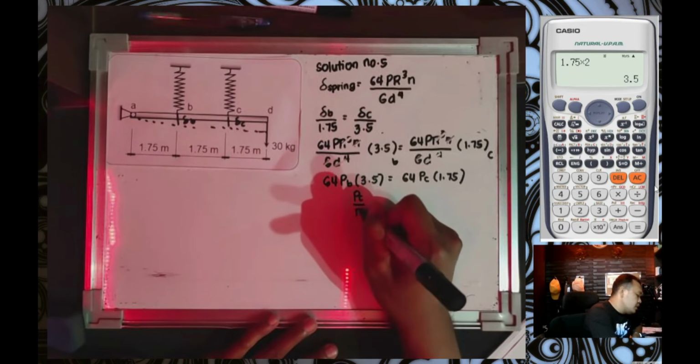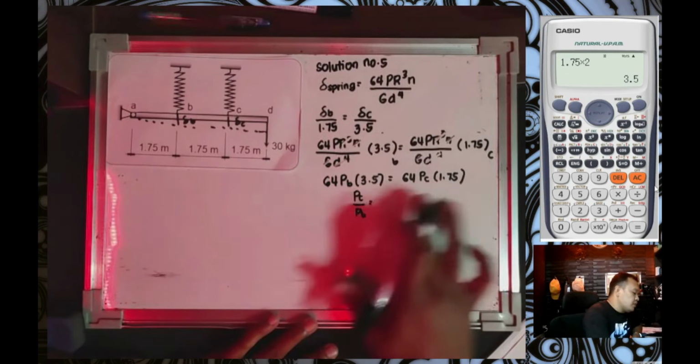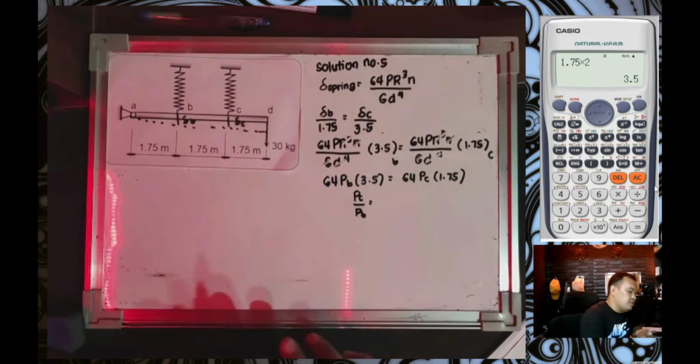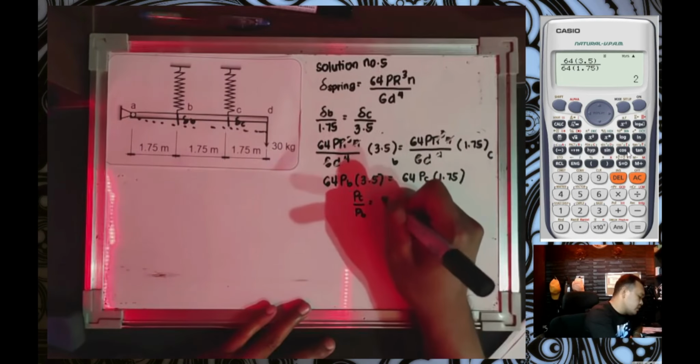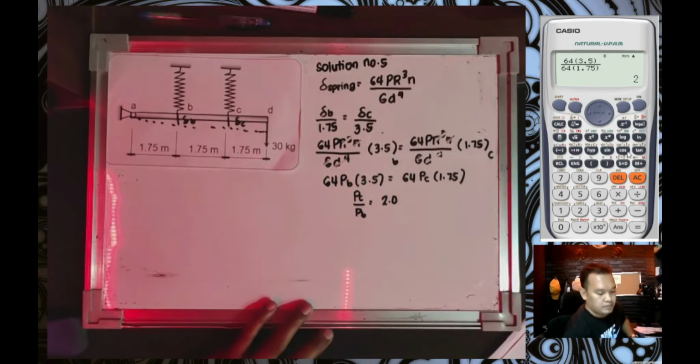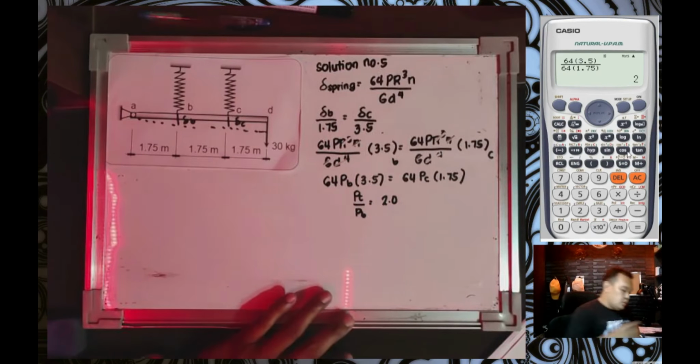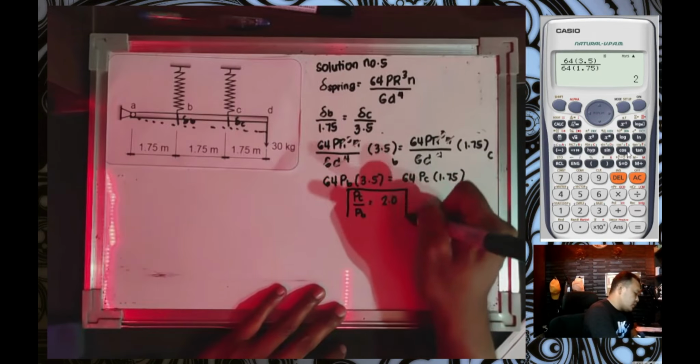P C over P B is equivalent to... let me move this below. Let's put it in the calculator. Actually, the 64 can be removed, but let's just enter 64 times 3.5 divided by 64 multiplied by 1.75. The answer will be 2. So, P C over P B is equivalent to 2.0. Okay? This will be the answer for question number 1.